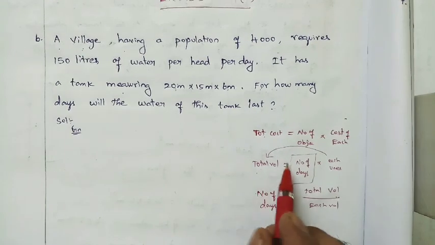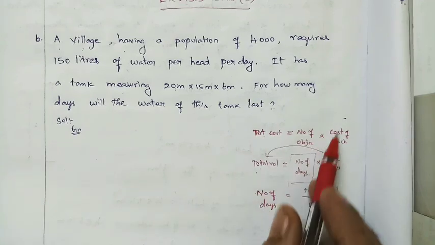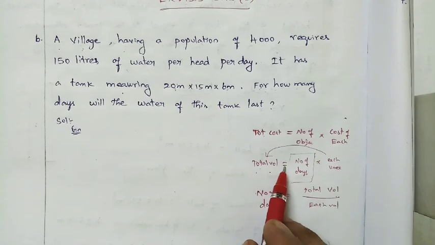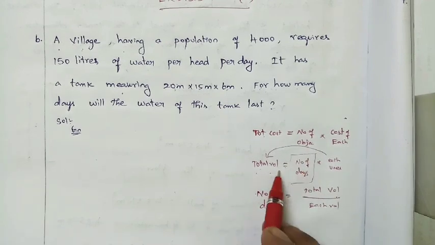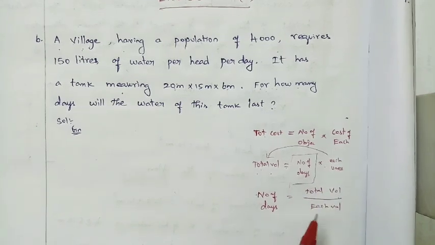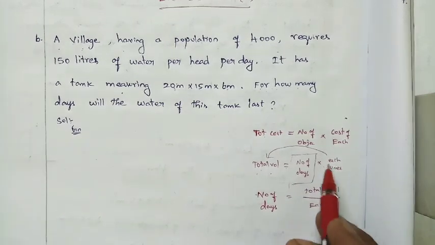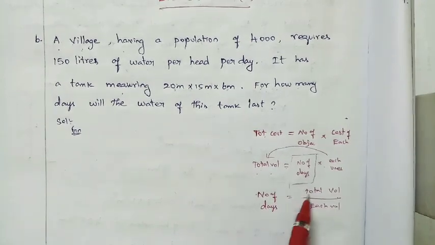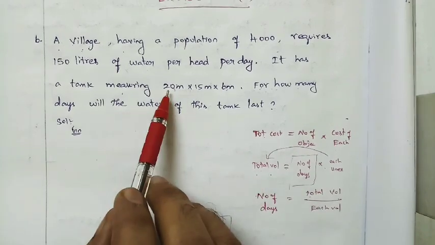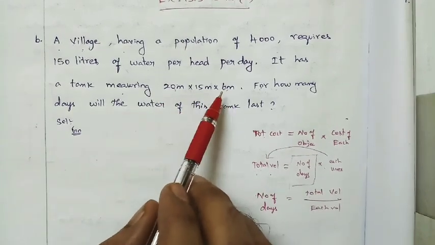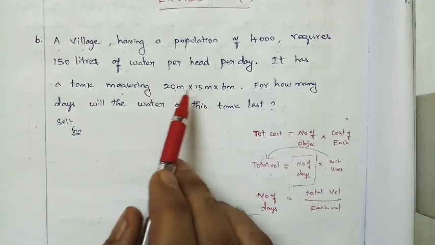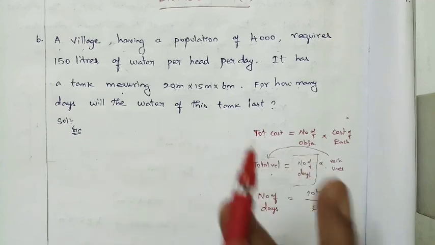So total cost is equal to number of objects into each cost. Instead of cost, what we are discussing is volume. So total volume of water is equal to number of days used into each day used, each day water is required. Total volume of water is something that we have, as we have the length, breadth, height of the cuboidal tank. While we are multiplying, we will get the volume of water in the tank. Whole water, total volume.